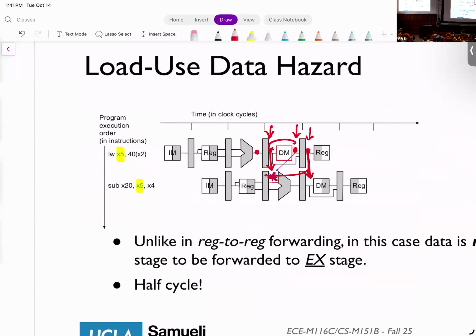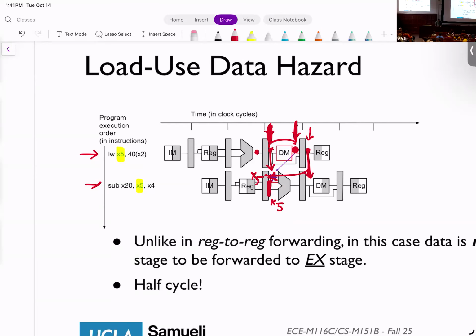So, load word. As you can see, I have a load word and I want to use X5. The value of load word is available here, but this instruction reads the old value of X5 and passes the old value of X5 here. I cannot forward because the forwarding needs to happen at this moment in time, but the value is available at this moment in time. So one cycle is stalled for sure.